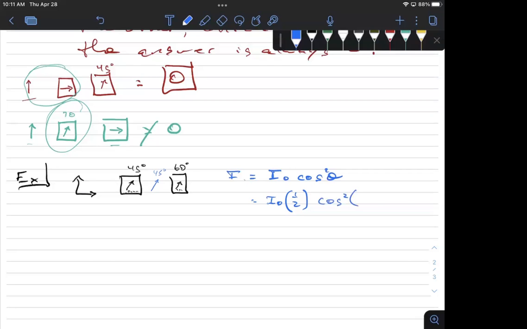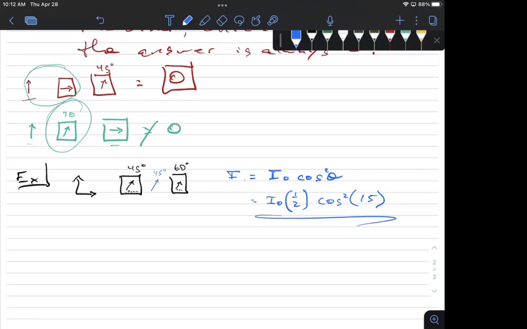Since I'm not unpolarized anymore, now I need a cosine squared theta for the next filter. So cosine squared, what's the angle? Well, I'm at 45, trying to make it through 60. So it's 15. And then I'd stick this in my calculator and get a decimal answer, as usual.